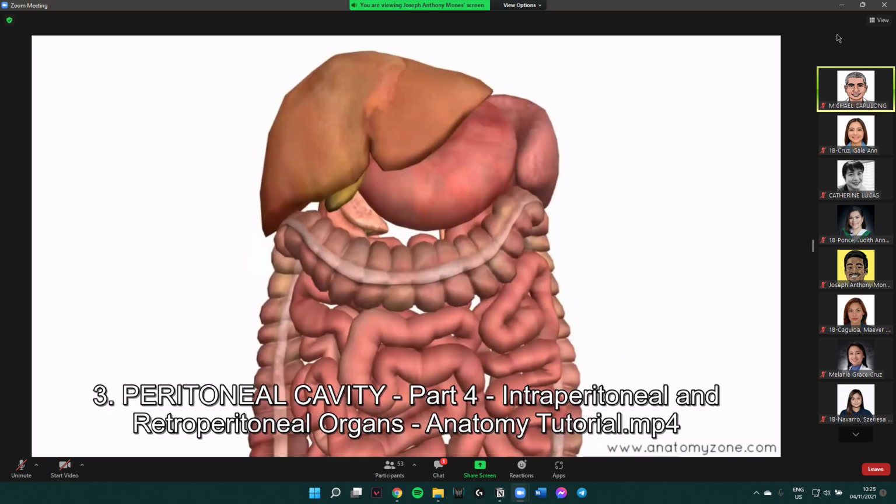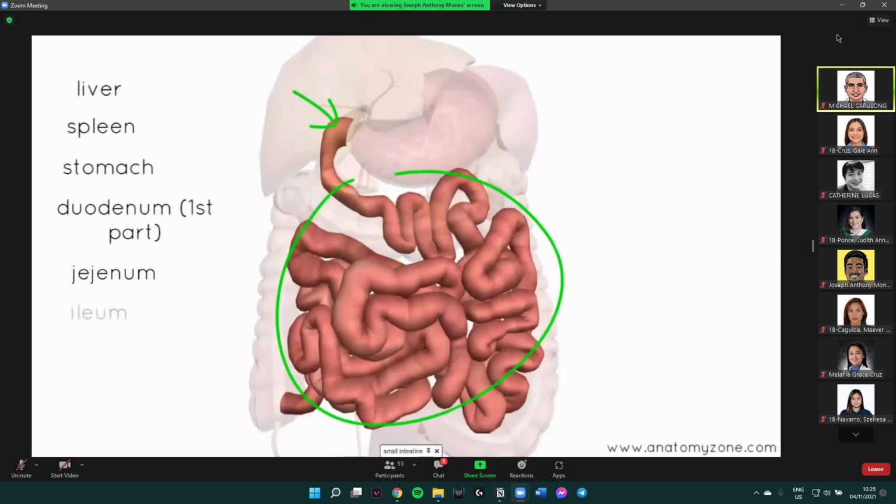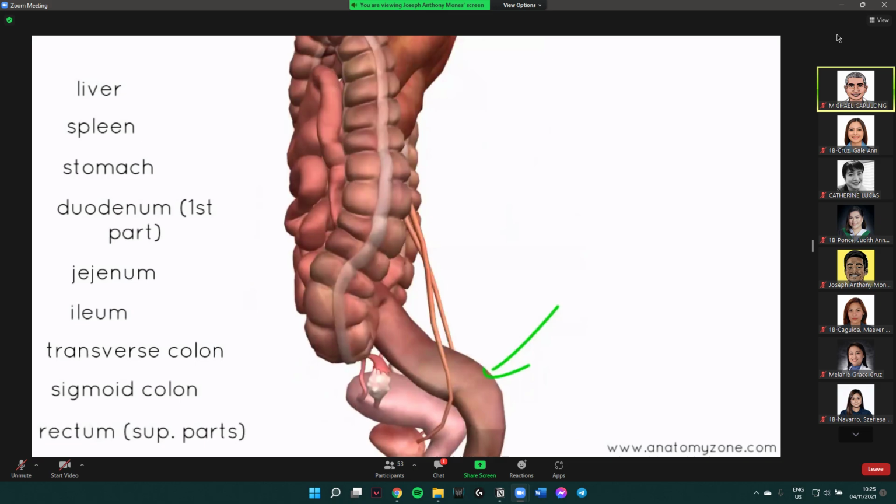So which organs are intraperitoneal? We've got the liver, the spleen, the stomach, the first part of the duodenum. We've got the jejunum and ileum, so all these loops of intestine. Then the transverse colon is obviously intraperitoneal. We've got the sigmoid colon, which is intraperitoneal, and the superior parts of the rectum are also intraperitoneal.